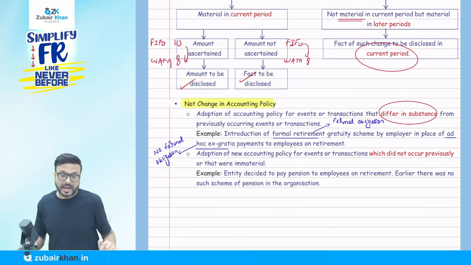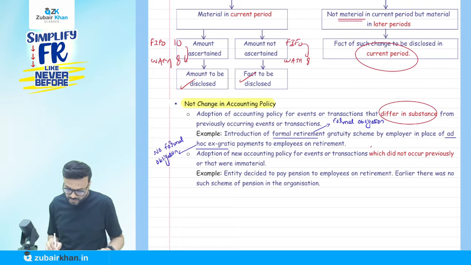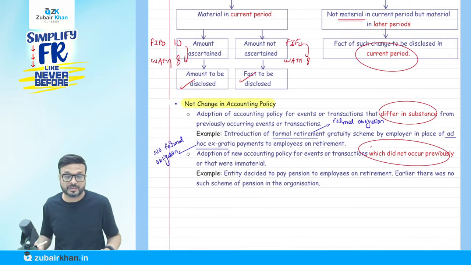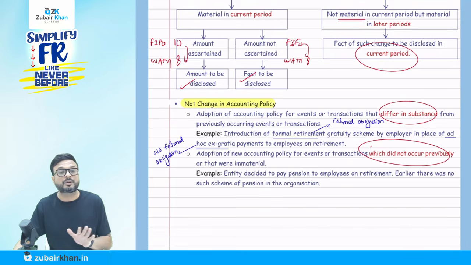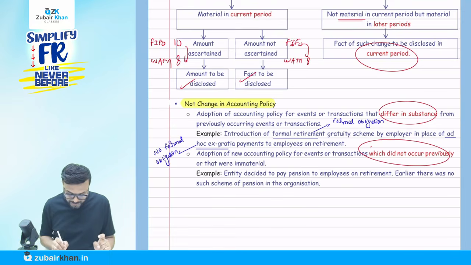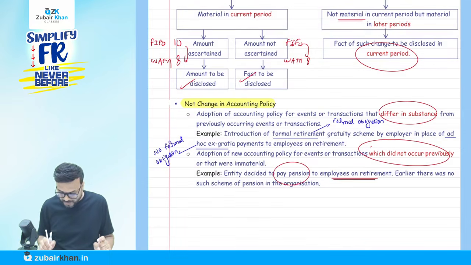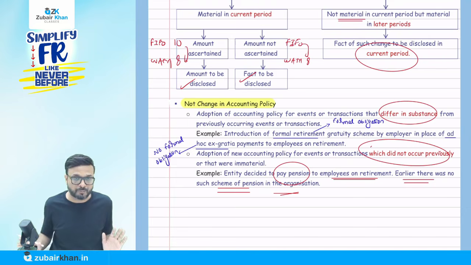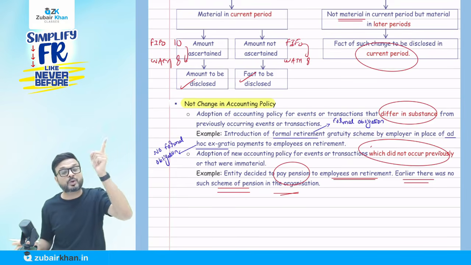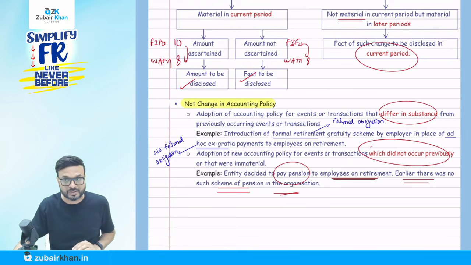Now, adoption of a new accounting policy for an event or transaction which did not occur previously. It means we introduce a new accounting policy which was not previously followed. For example, an entity decided to pay pension to employees on retirement. Earlier there was no such pension scheme in the organization. So previously we were not giving any kind of pension. Now we are giving pension. So this is not a change in accounting policy. It is the introduction of an accounting policy, not a change in accounting policy.